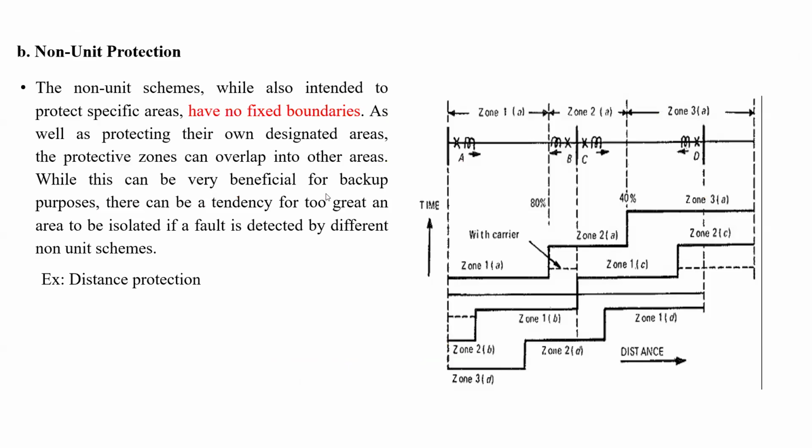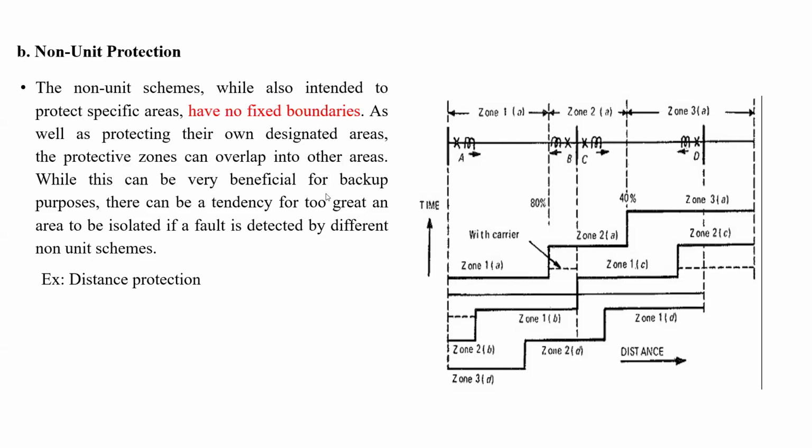Second will be non-unit protection. The non-unit schemes are also intended to protect specific areas but have no fixed boundaries. As well as protecting their own designated areas, the protection zones can overlap into other areas. While this can be very beneficial for backup purposes, there can be a tendency for too great an area to be isolated if a fault is detected by different non-unit schemes.